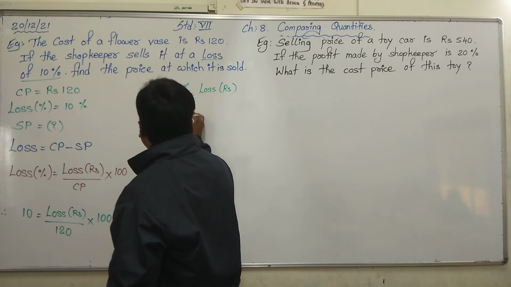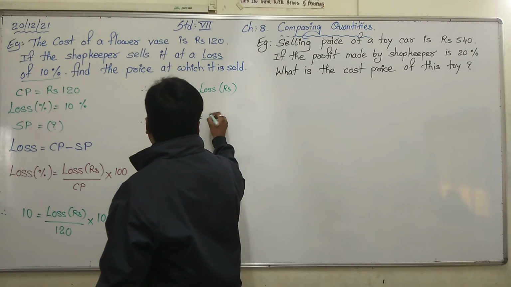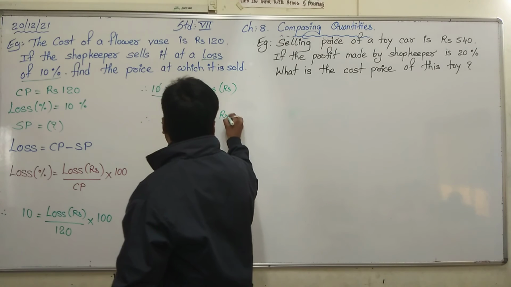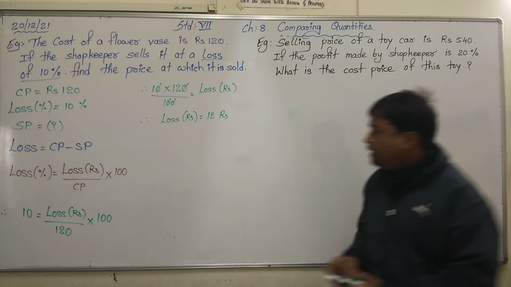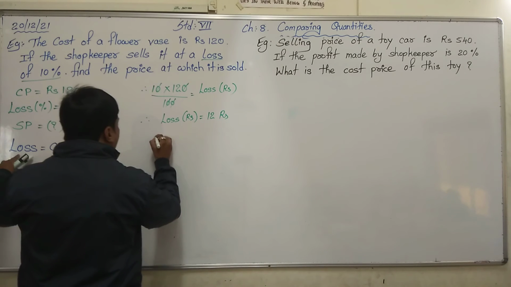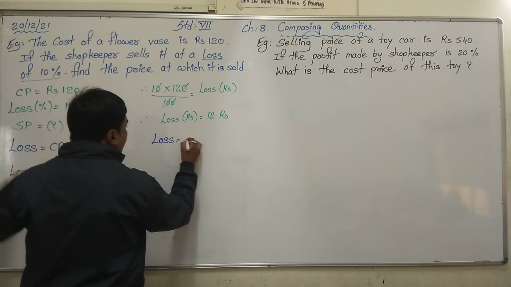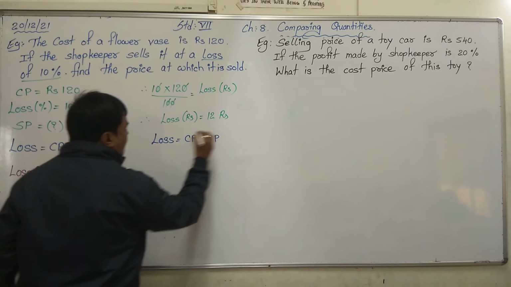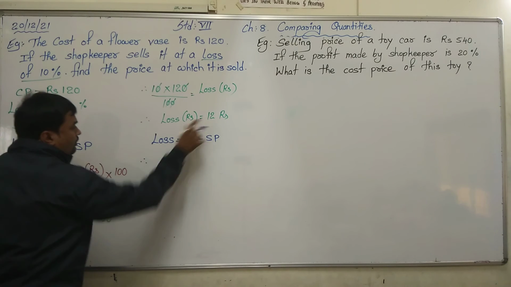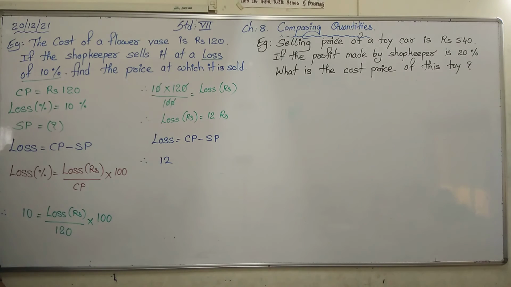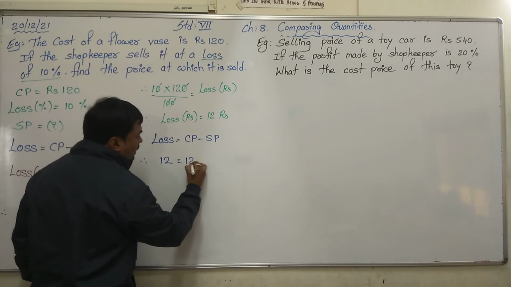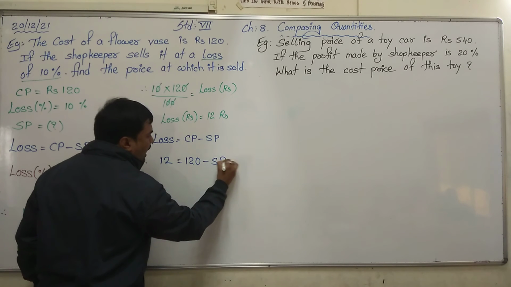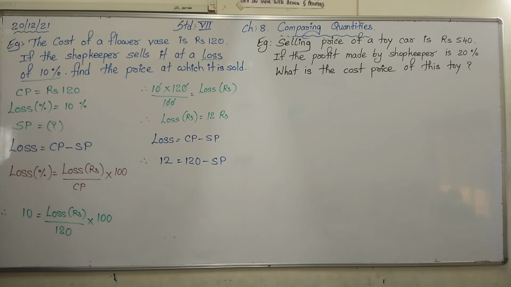So loss in rupees is equal to... did you get the idea up to here? Can I move ahead? Now using this formula, that is loss is equal to CP minus SP. Therefore what is loss? Be careful, do not forget to put the 10, otherwise there will be a mistake. Is equal to what is CP? 120 minus SP. Again you can say an equation is formed.